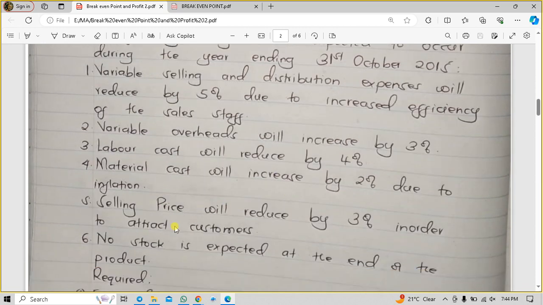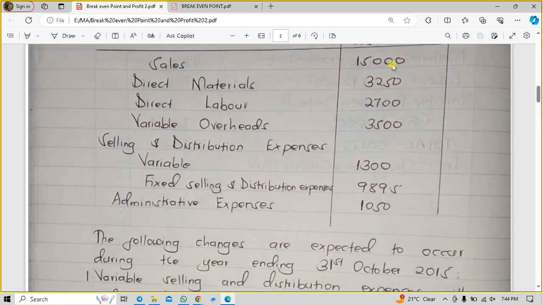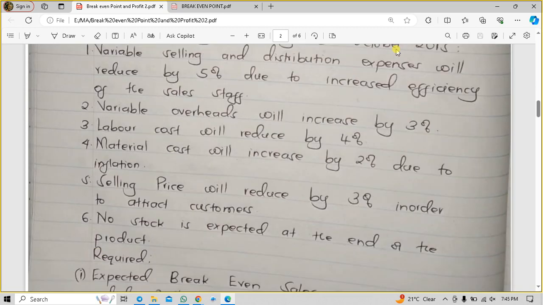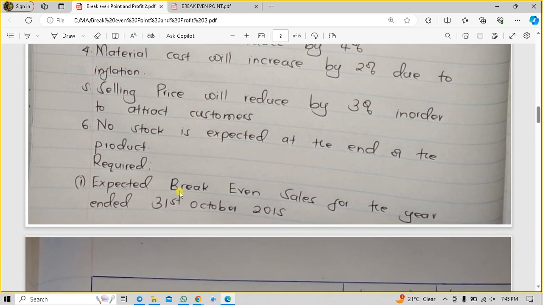We are also informed about selling price. Selling price reduced by 3% in order to attract customers. So if selling price is going to reduce by 3%, here we are going to consider selling price in terms of the sales that we have. Our sales are going to reduce by 3%. Then there is no stock. No stock is expected at the end of the product. Then your required expected break-even sales for the year ended 31st October 2015.